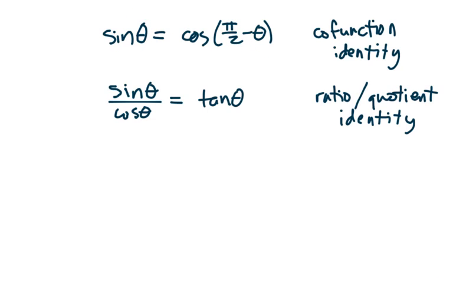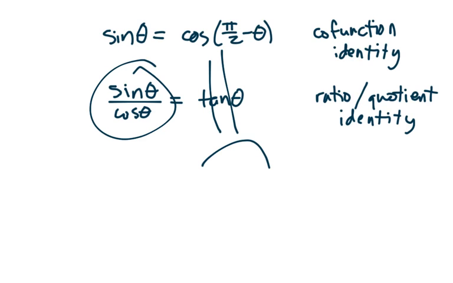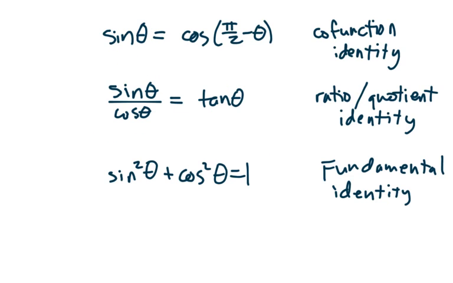If you said sine theta over cosine theta equals tangent theta, this one doesn't work either. We wanted an identity that only related these 2 functions. This has a 3rd function in it, so that's not going to work either. So hopefully we found the fundamental identity. Sine squared theta plus cosine squared theta equals 1. It relates sine and cosine and nobody else.